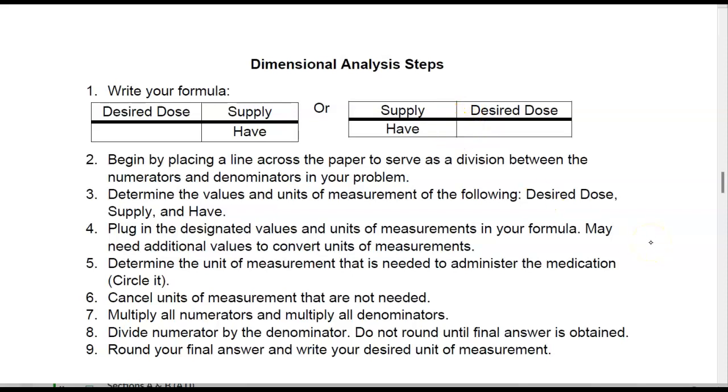So don't forget there's times here. This is what it stands for. So this is a fraction, right? This is a fraction or division. So, and then times desired dose.